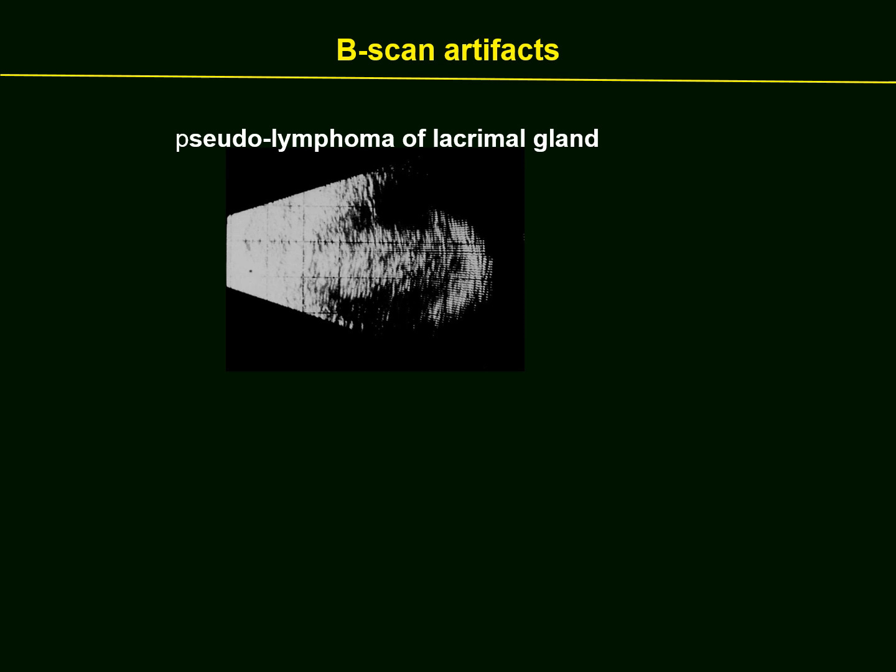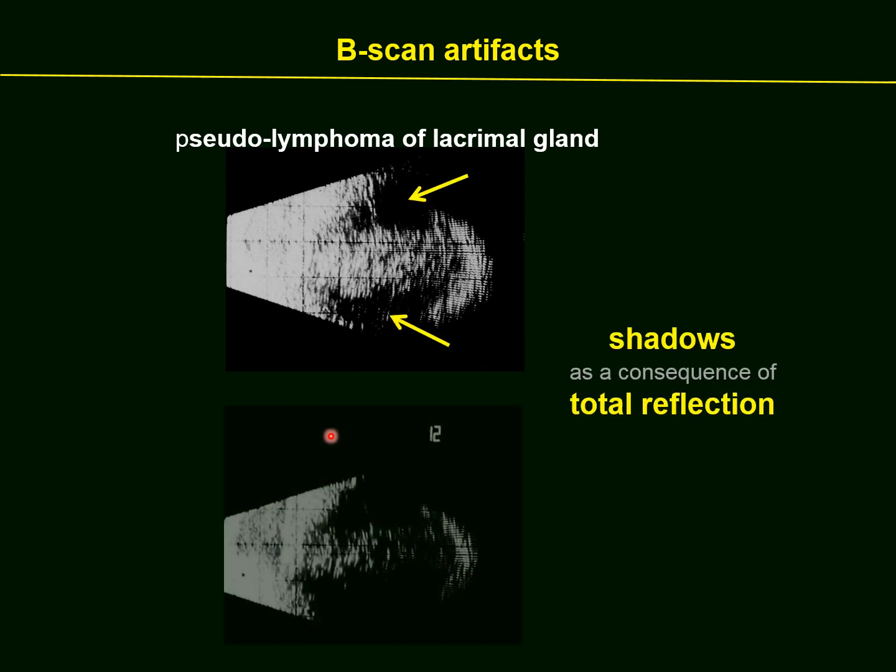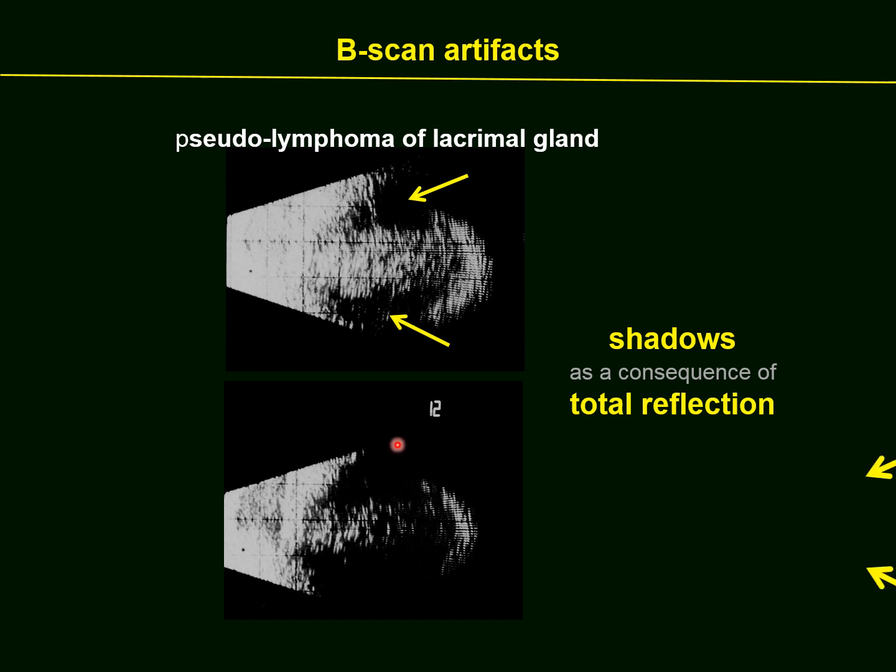Orbital pseudolymphoma of the lacrimal gland. When we look at this B-scan, there are defects here and here. And these defects are enhanced when we decrease our system sensitivity to get better resolution. It's a consequence of total reflection at the obliquely hit anterior surface of the capsule of this tumor.